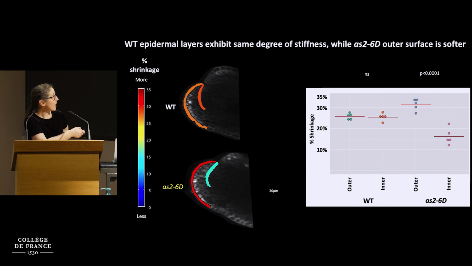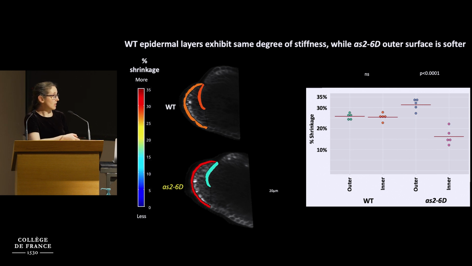Okay, so then we quantify that and look at how much it actually shrank. And so I've got a heat map here where I've colored in how much it shrank with the value of how much it shrank. So wild type, you can see the inside and the outside shrank about the same amount. And that's exactly what we predict. They shouldn't buckle and they should be the same stiffness, so they're shrinking the same amount. In the AS2-6D mutant, we can see the outside shrank a lot and the inside a lot less. And so the outside is much softer than the inside.